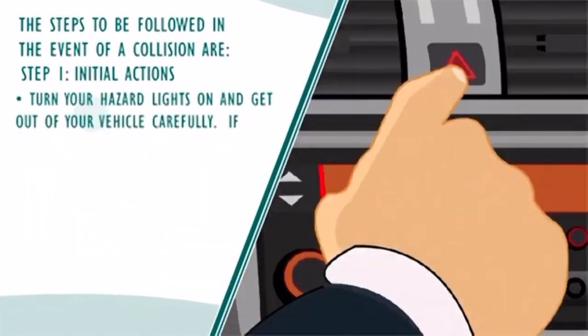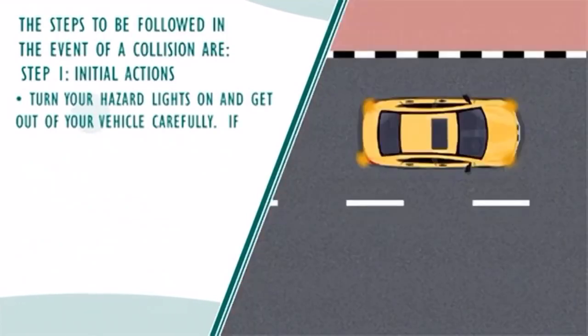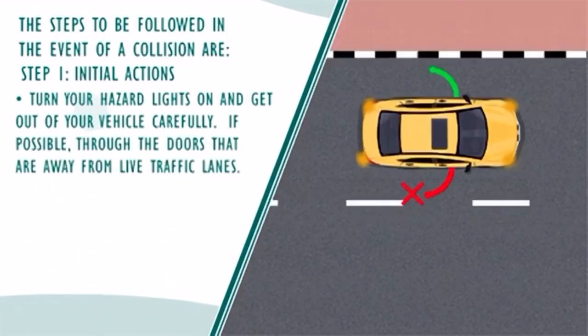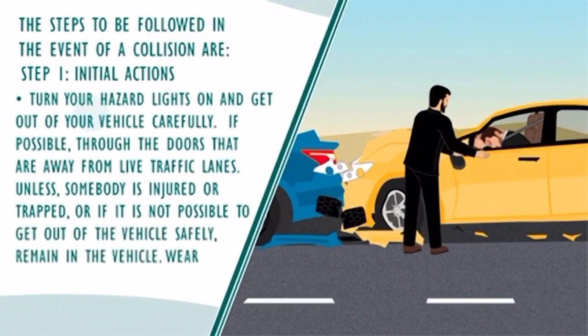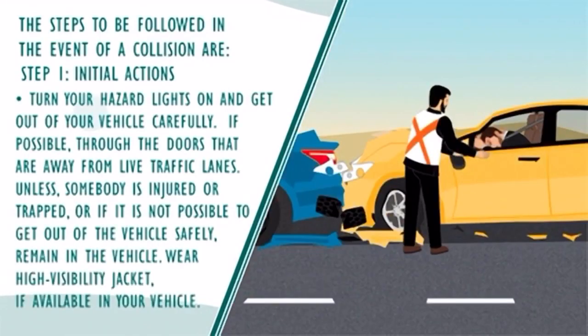Turn your hazard lights on and get out of your vehicle carefully. If possible, go through the doors that are away from the live traffic lanes. Unless somebody is injured or trapped, or if it is not possible to get out of the vehicle safely, remain in the vehicle. Wear a high visibility jacket, if available, in your vehicle.